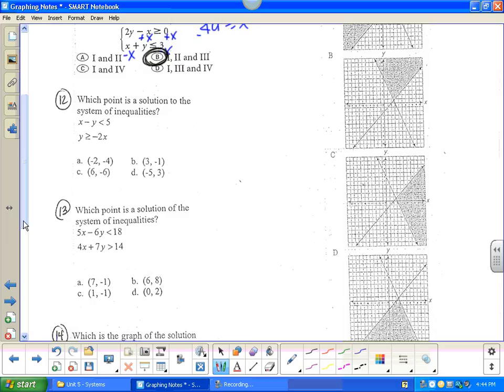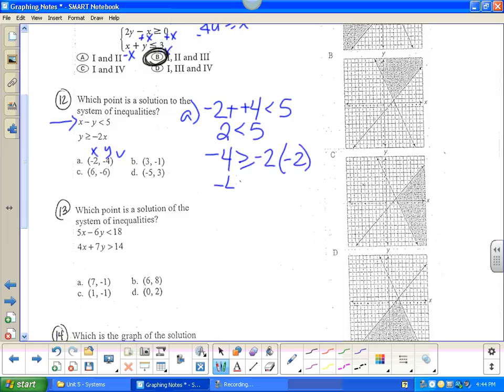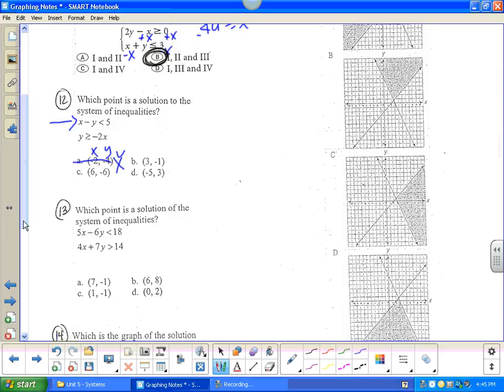A does not work, so I'll show you how. Remember, that's x and that's y. So if I plug it into my top equation, my x is going to be a -2. My y is a -4, so minus a -4. Plus plus, so that'd be 2 is less than 5, which is true, so he gets 1 check. But then the next one is -4 is greater than or equal to -2 times -2. And -4 is not greater than or equal to a 4, so he does not work. So A doesn't work. The answer is B, so let's see how that one looks, because he works.